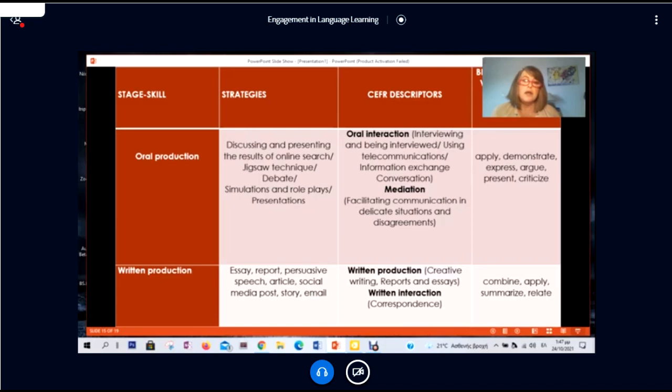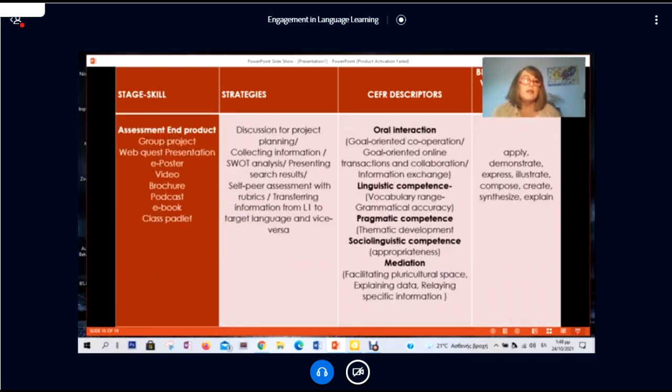whereas for the written production, we can have strategies such as essay writing, report writing, persuasive speech writing, article, but also social media posts, stories, emails, even memes, and anything that's close to our students' interests. CEFR descriptors here come from written production and written interaction. And again, we have some indicative verbs that we can use for our aims.